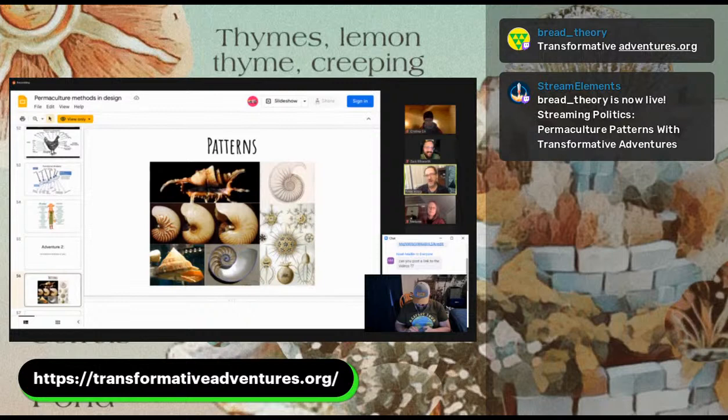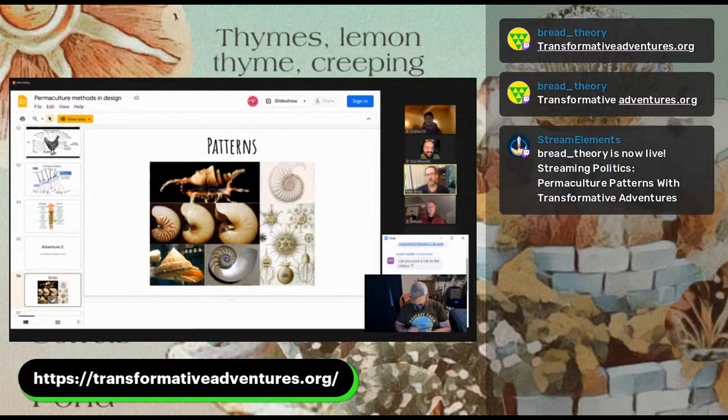A lot of patterns around us in nature work in a similar sort of way. They're not designed by expert designers. They're grown naturally by organisms interacting with their ecosystems and their environments. So today we're going to be talking all about patterns, one of the big topics of permaculture.